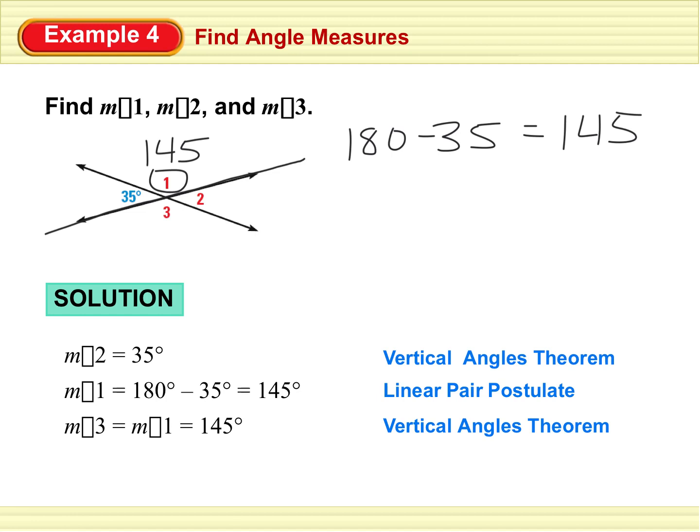Once you find one of those, is it easy to find the other two? Yes, because they're vertical angles. So I'm moving on to angle 2. What's angle 2? 35. Why is it 35? Because it's vertical to the 35. Good. So what would angle 3 be? 145. Good. Nice job.